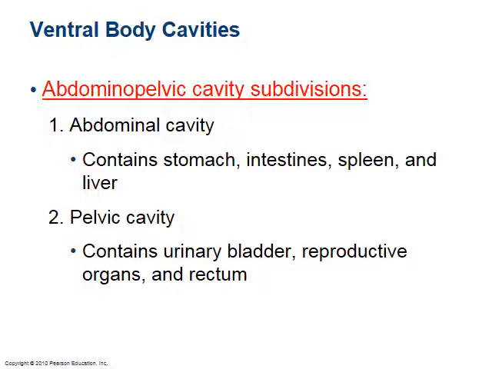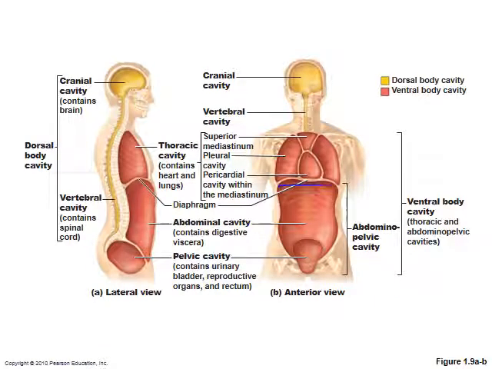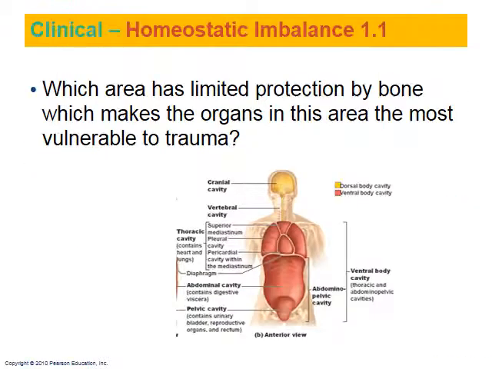The abdominal pelvic cavity can be broken down into two subcavities, the abdominal cavity and the pelvic cavity. The pelvic cavity is going to have your bladder, your reproductive organs, and your rectum. Everything else is in the abdominal cavity. Here you can see this is all of the abdominal cavity, and then this is the pelvic cavity. So it's the lower portion of the abdominal pelvic cavity.